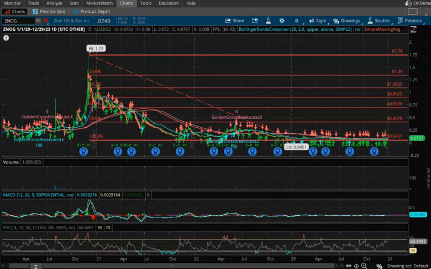Something needs to give. If nothing happens over the next couple months, then we're just going to stay where we are. We're just going to fall back down to roughly probably 6 cents, 5 cents, maybe even 4.5 cents. Who knows? But we'll just kind of have to wait it out and see what happens.